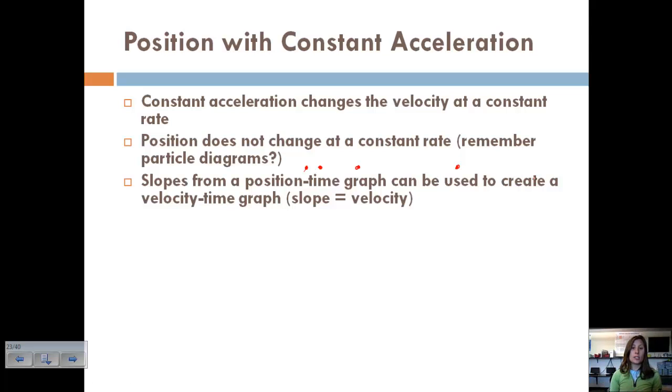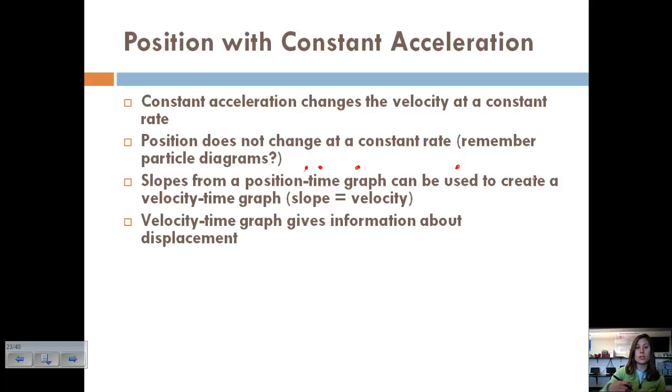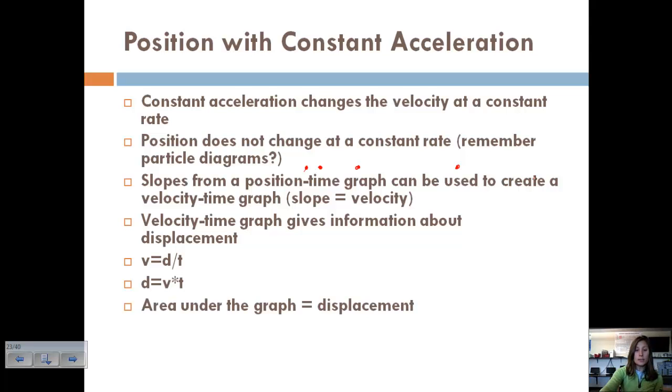We can look at a position time graph and get the slope, and that's how we create a velocity time graph, because the slope is equal to the velocity, and we're going to do an example of that. A velocity time graph will give you information about displacement, because since velocity is distance over time, we rearrange that, we get that distance is velocity times time, and we know the area under a graph is equal to displacement.